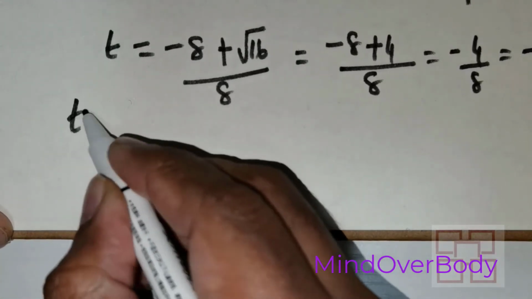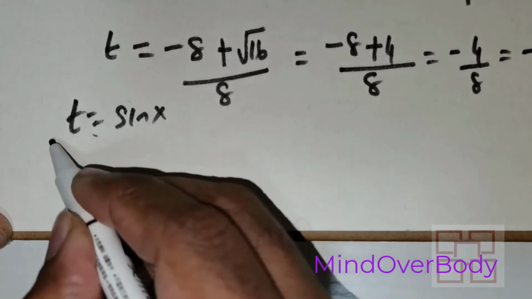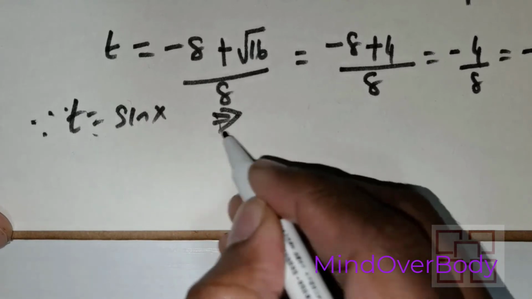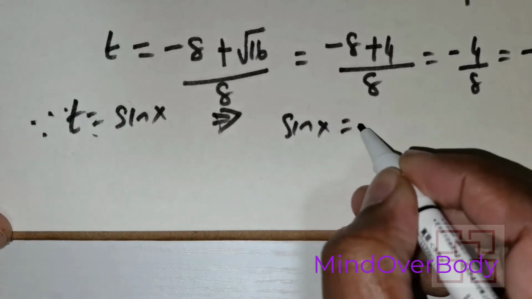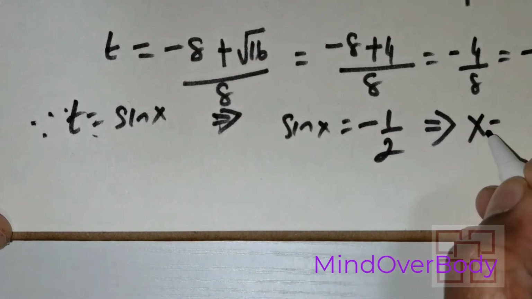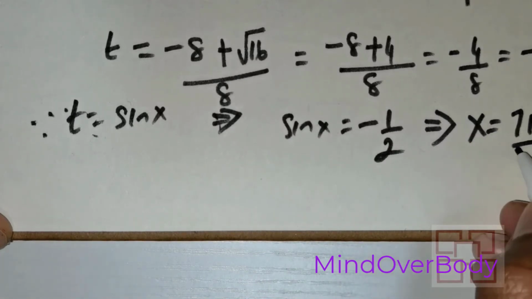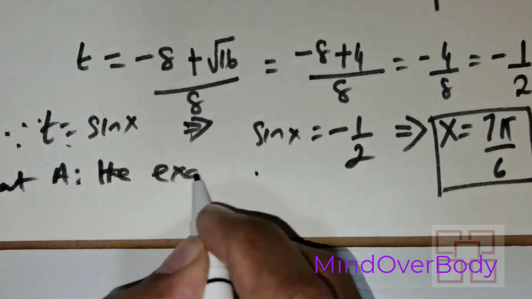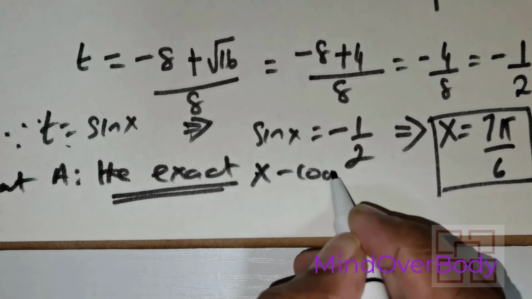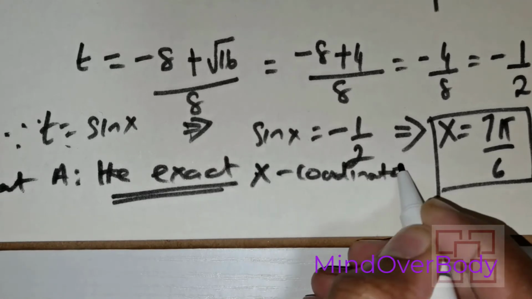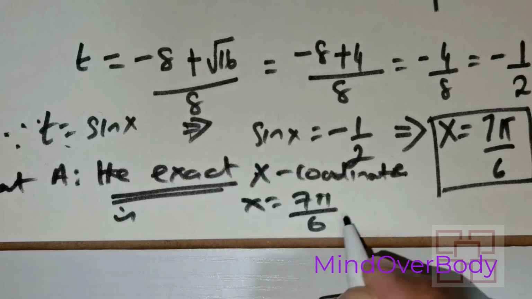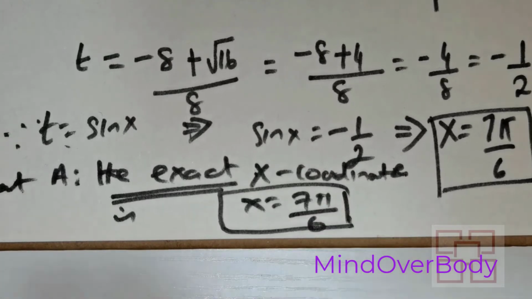But sin x is represented by t. Since t is equal to sin x, this would imply that sin x is equal to negative 1 over 2, which implies that x is equal to 7 pi over 6. The word exact is a keyword here. So the exact x coordinate is x equal to 7 pi divided by 6. So that is the solution.